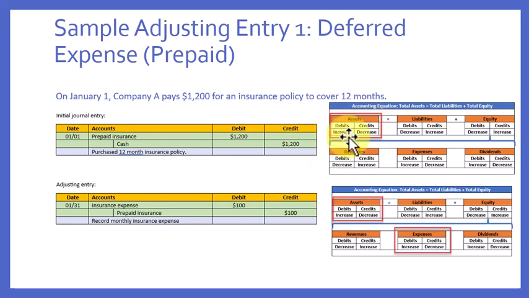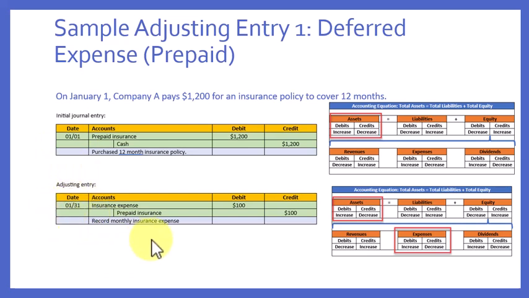Again, remember, cash is also an asset account, so we credit cash to decrease it. So we pay for this insurance policy up front: debit prepaid insurance, credit cash. Now, this happened at the beginning of the month.